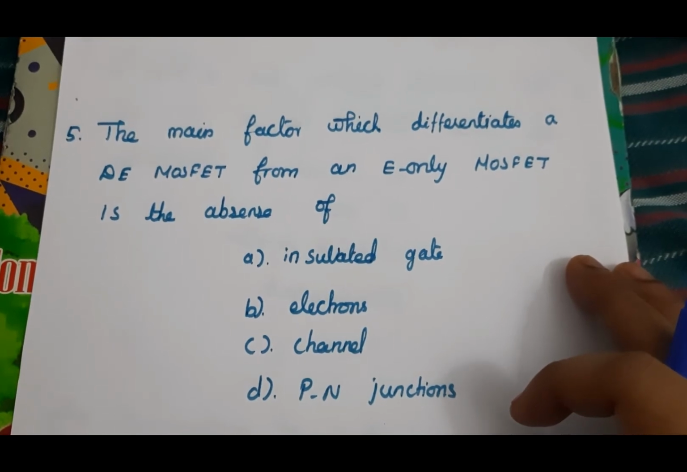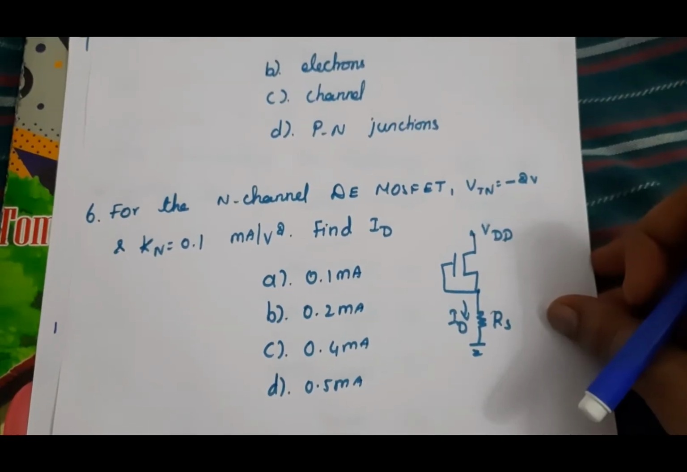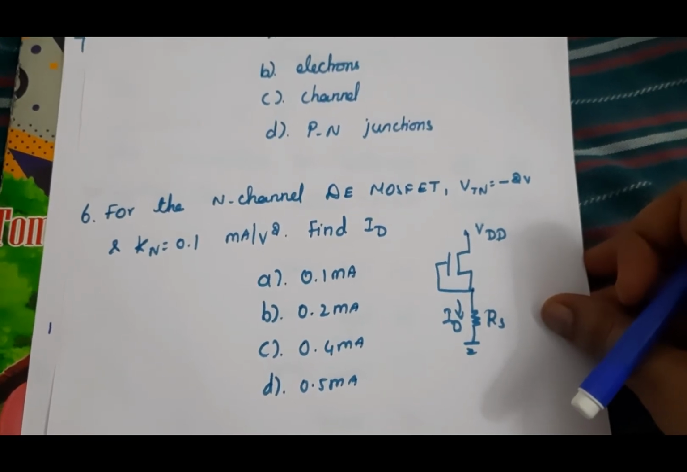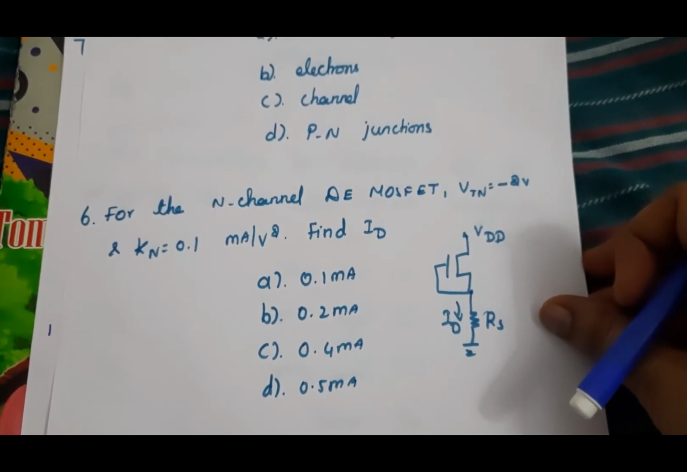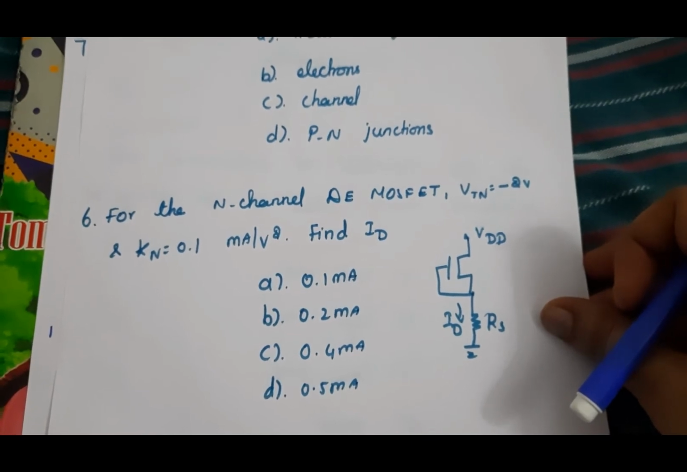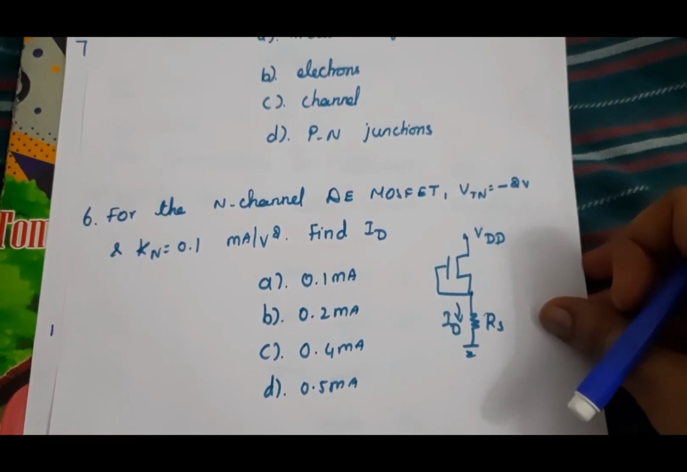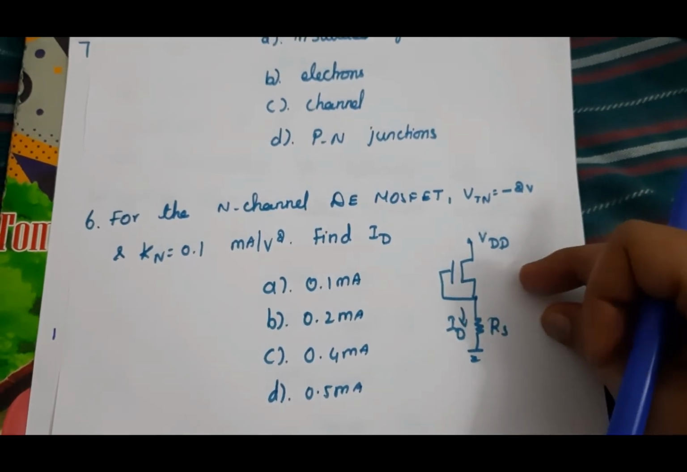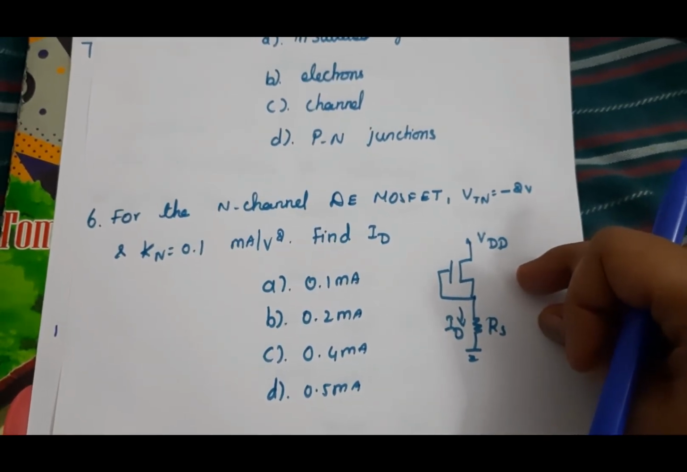Find the correct one. Sixth question, for the N-channel depletion MOSFET, VTN, that is the threshold voltage, is equal to minus 2 volts, Kn is equal to 0.1 milliamp per volt squared, and find ID. From the parameters, find the ID value.